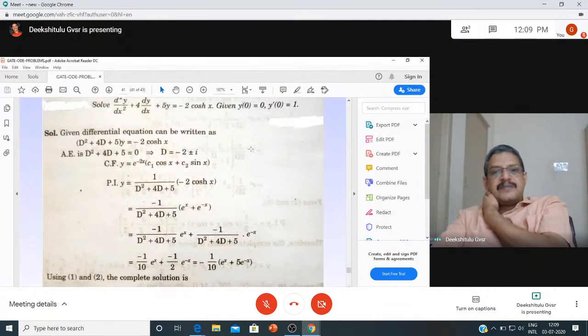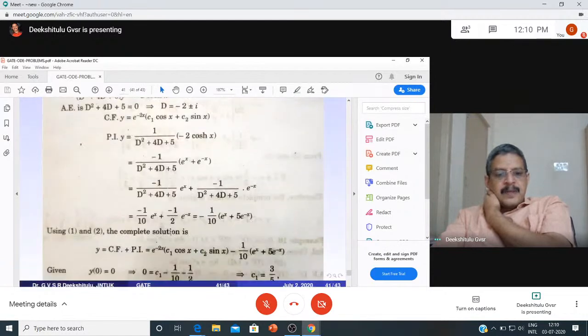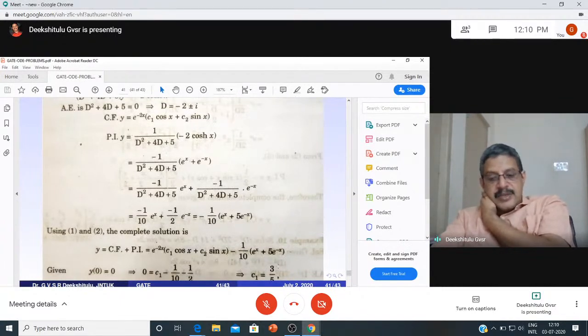Now use these conditions. y at 0 is 0. So when you put x equal to 0 here, y becomes 0. e power 0 is 1, c1 cos 0 is c1, sin 0 is 0. So c1 is remaining here, this term is 0. e power 0 is 1. So c1 minus 1 by 10 (e power 0 plus 5 e power 0), that means 5 plus 1, 6, minus 6 by 10. So c1 becomes 3 by 5.